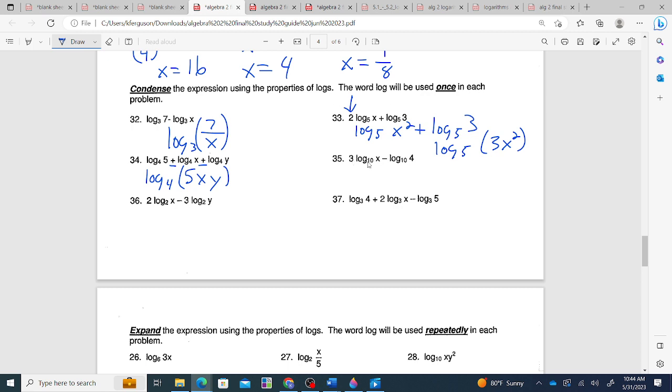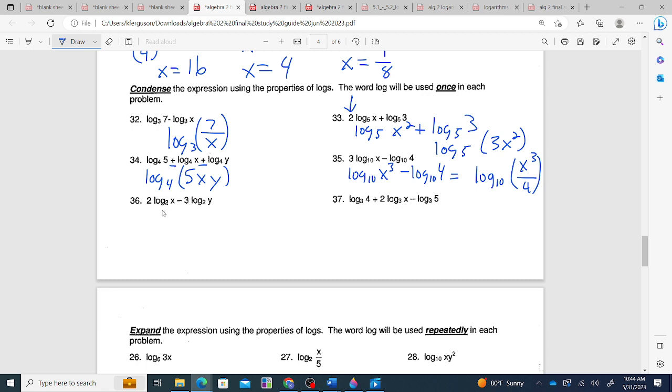All right, right here. I got a number on the outside, so that's the power rule. So that's log base 10 of x to the third minus log base 10 of 4. The minus tells me I'm doing the quotient. So that's going to be log base 10 of x to the third divided by 4.